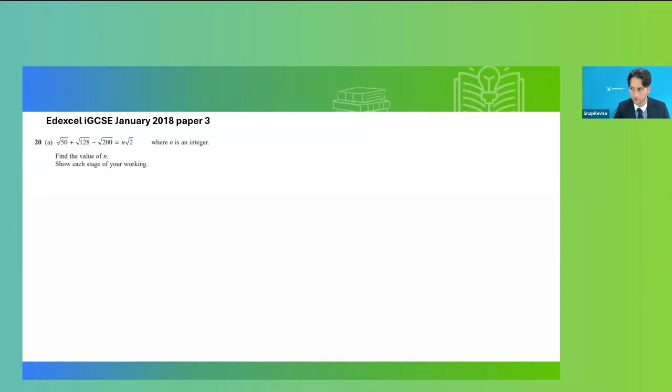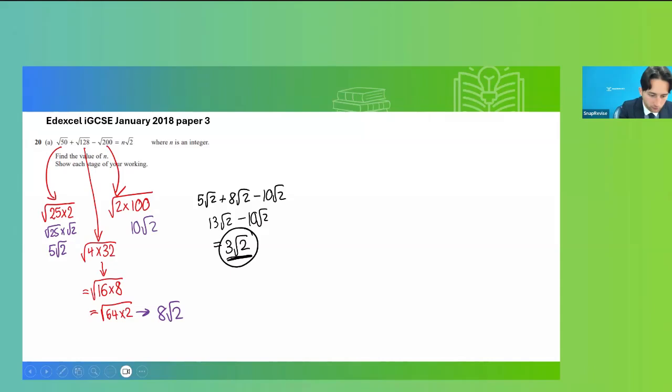Okay, right. So we're going to check this through now. So root 50, the tip is look for the biggest square number that goes into 50. So if it helps you, just write your square numbers down as a list: 1, 4, 9, 16, 25, 36. Have them listed and go, what ones go into 50? 25 times 2. And 25 can actually be rooted. So root 25 times 2, aka root 50, is the same as 5 root 2.